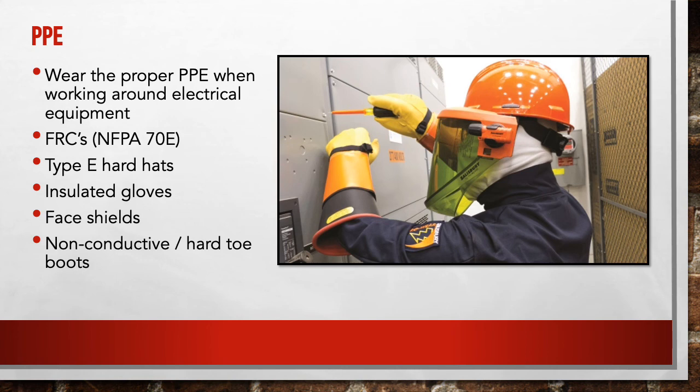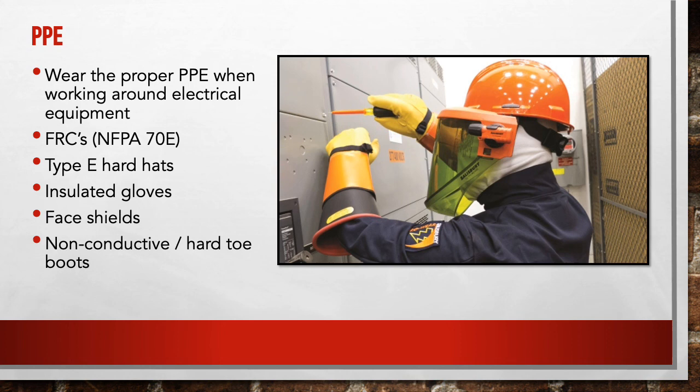So PPE is also different with electricity. Even the FRs that we use are different. With oil and gas, we use an NFPA number that's different than the electrical one. The electrical one is NFPA 70E, and that's the one that's designed for electricity. Type E hard hats, which are rated to 20,000 volts. Fortunately, in oil and gas, most of our hard hats are Type E. So if you look on the bottom, on the brim, it'll tell you what type of hard hat it is.